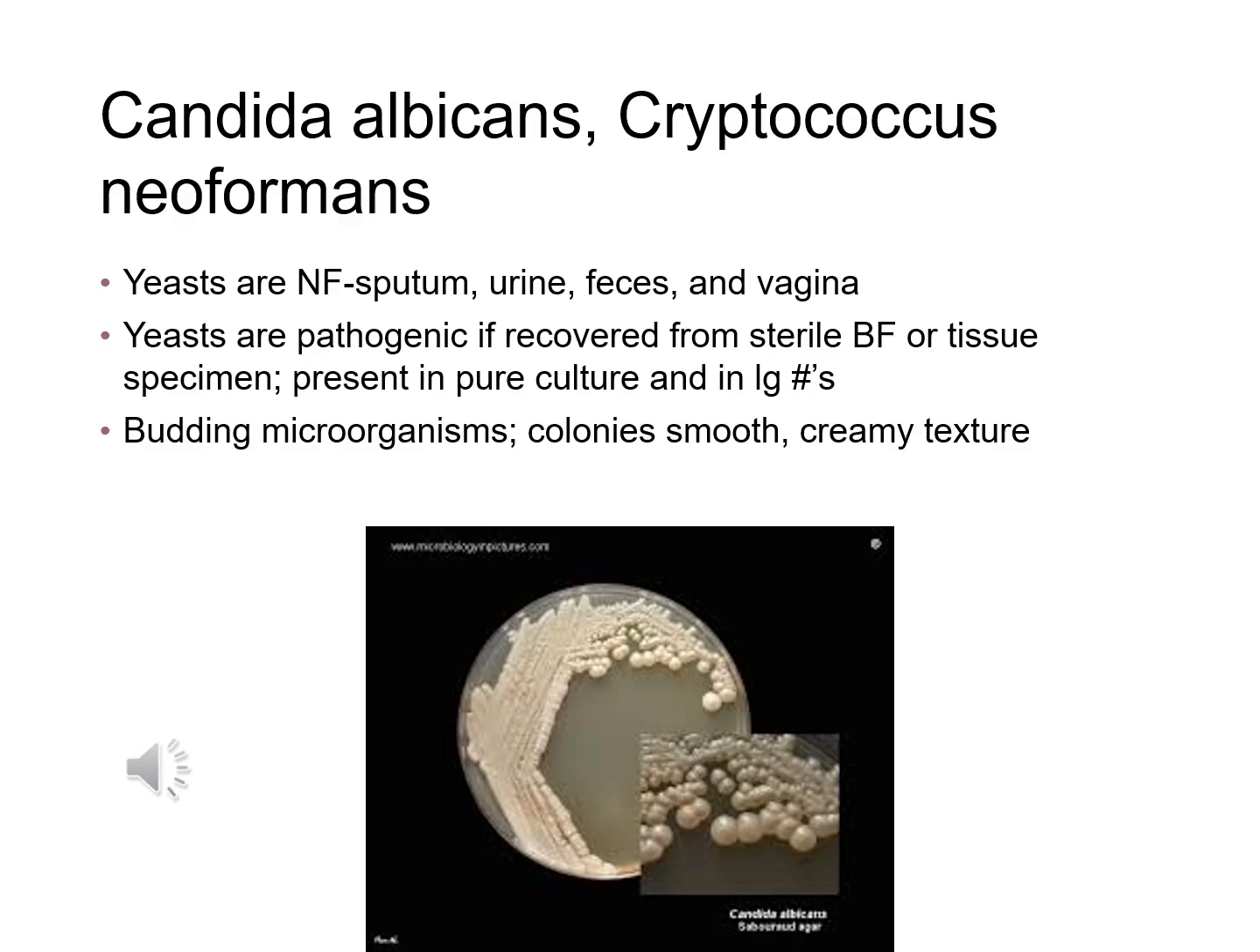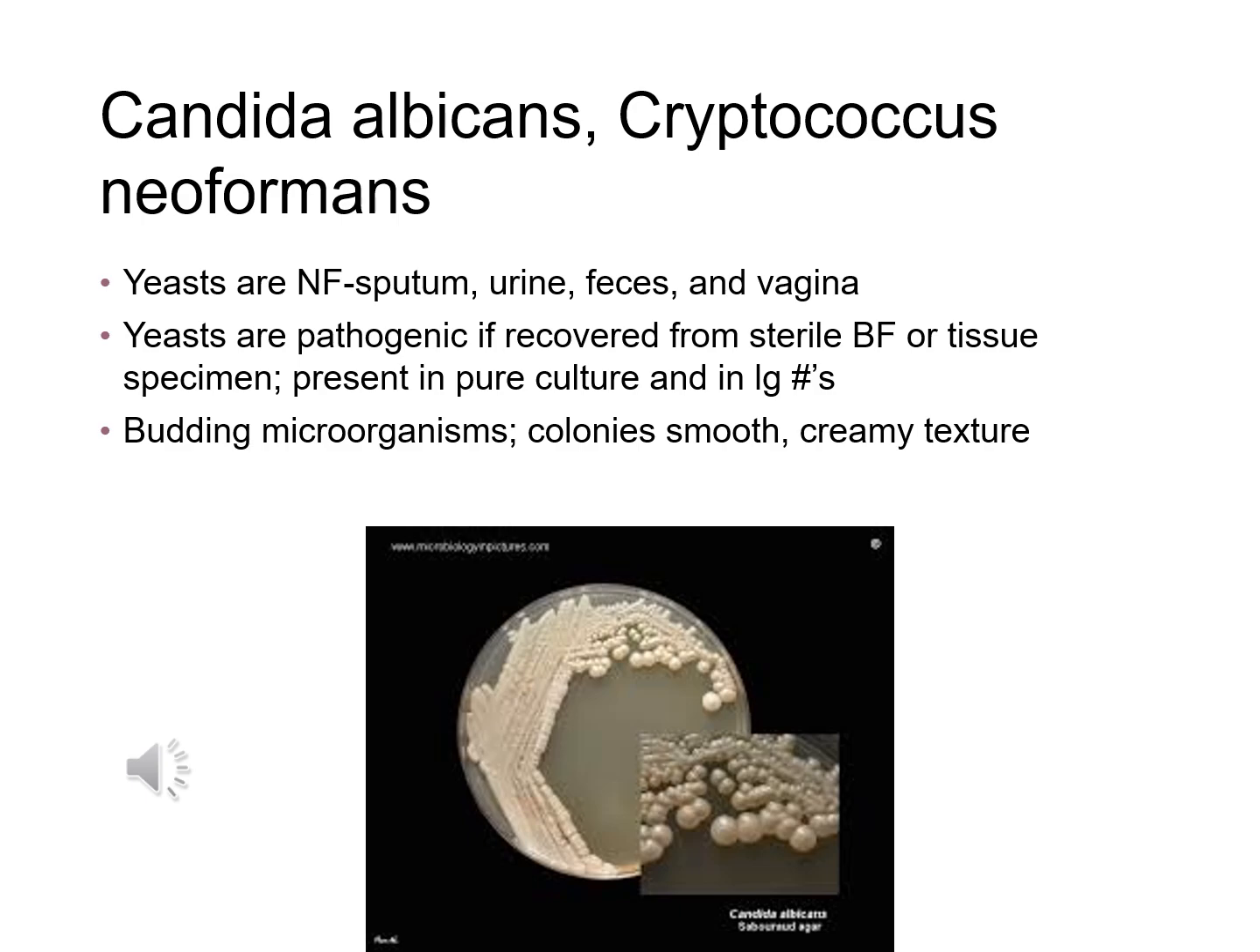Yeast are normal flora, oftentimes in the sputum, urine, feces, and vagina. They keep the bacterial levels in check, to make sure there's a healthy balance. However, yeast can be pathogenic. If they are recovered from what is normally considered a sterile body fluid or tissue, or they're present in pure culture or in large numbers from any culture site, they are considered pathogenic at that point.